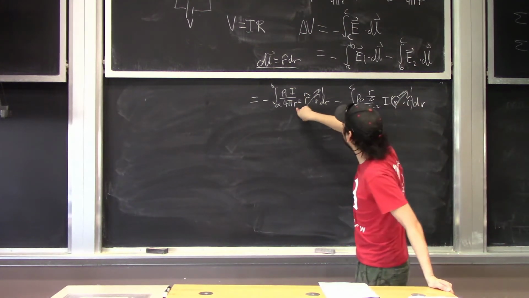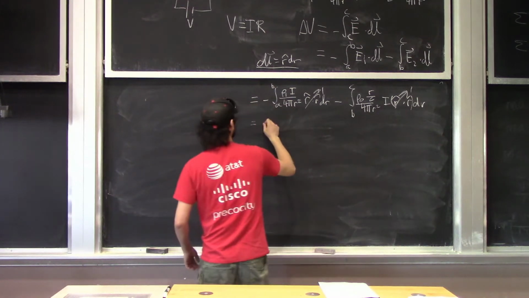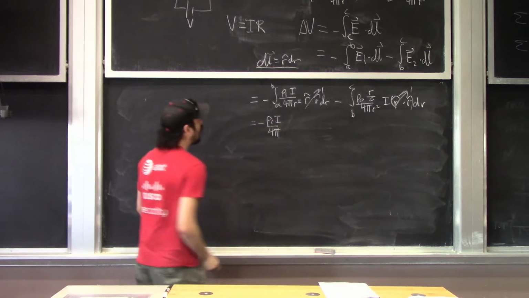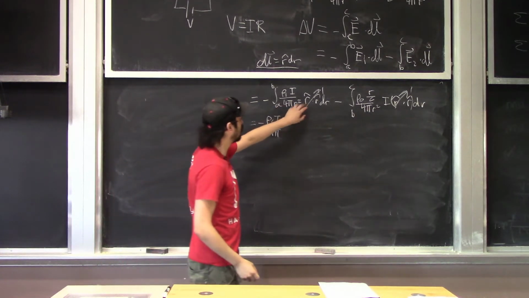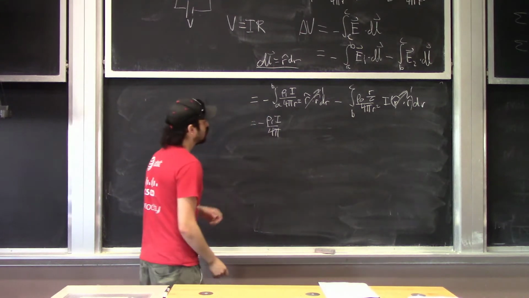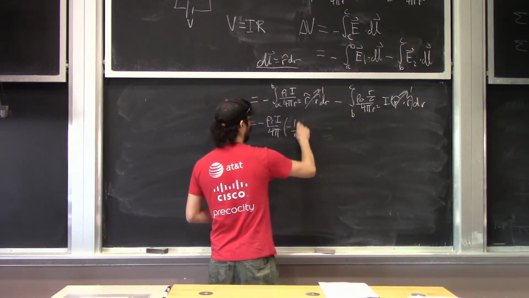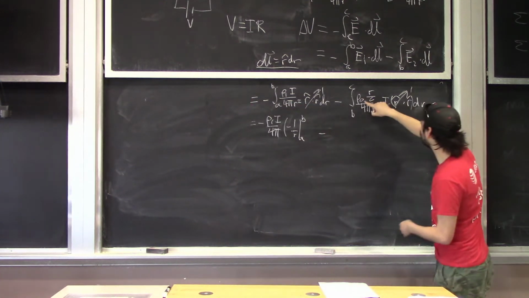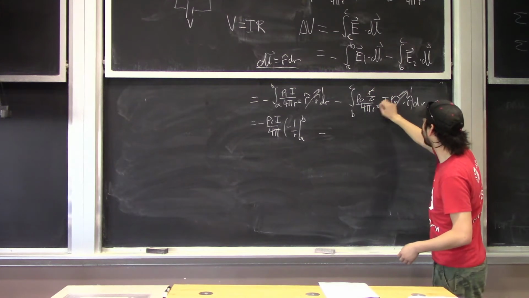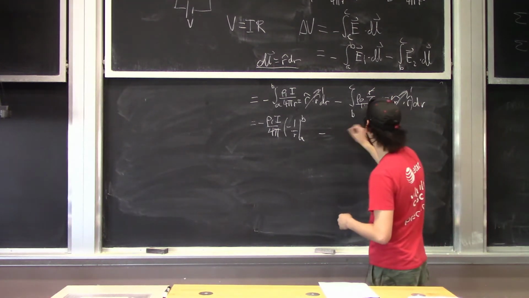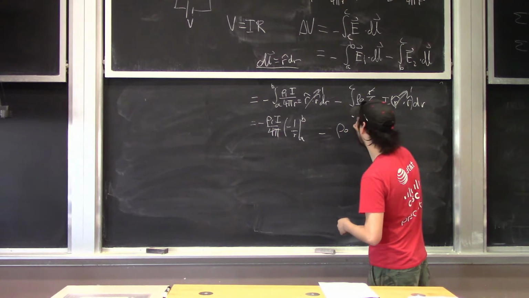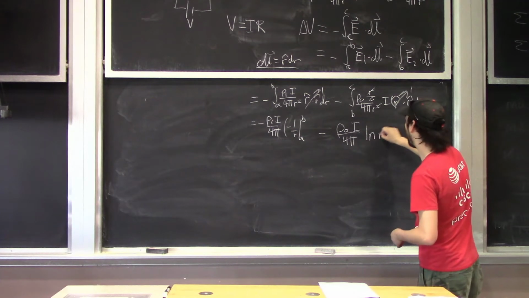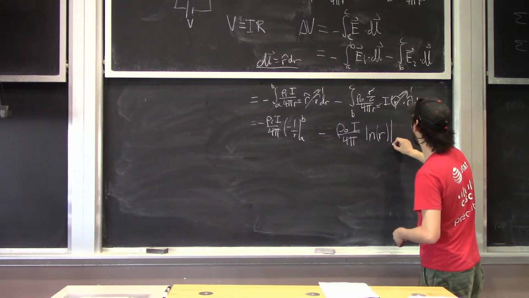Everything here except for the r squared in the denominator is a constant, and so we can pull that out, and so this is going to be equal to minus rho 1 I divided by 4 pi. The integral of 1 over r squared dr is going to be negative 1 over r, evaluated from a to b. And then this one is going to be minus, I have an r here that's going to cancel with the r in the denominator. This is going to give me a natural log, and so this is going to be rho 0 I divided by 4 pi times the natural log of r evaluated from b to c.